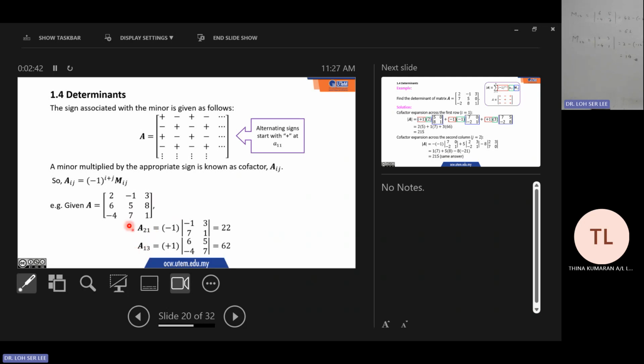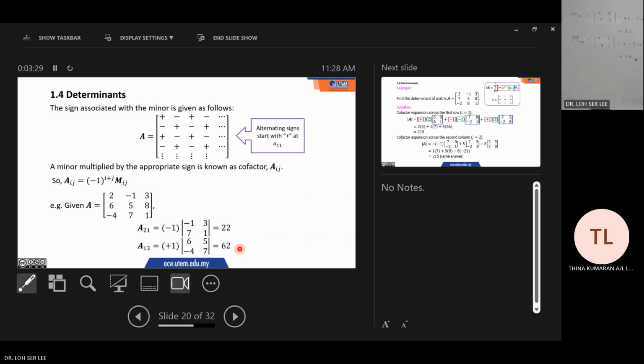Same goes to 1, 3. 1, 3 is the first row, the third column. That means this one. The alternating sign is plus. If this location, the alternating sign will always be plus, starting from plus. So plus, minus, plus. So +1. For the minor of this location, we remove this one and this one. So we have this. AD minus BC, you get 62. 62 times +1, you get 62. So this is the cofactor. Any questions?